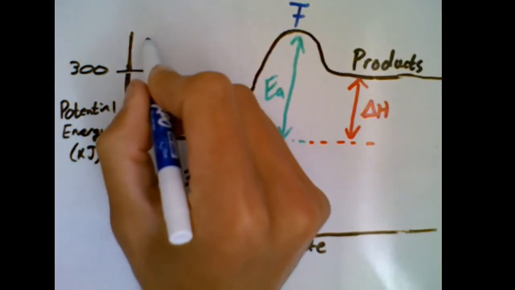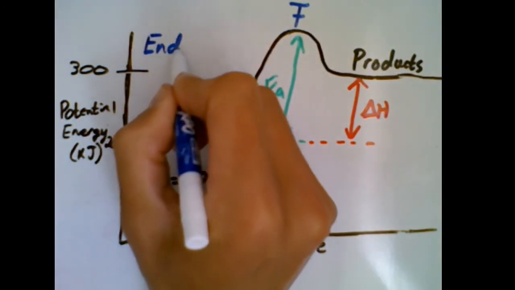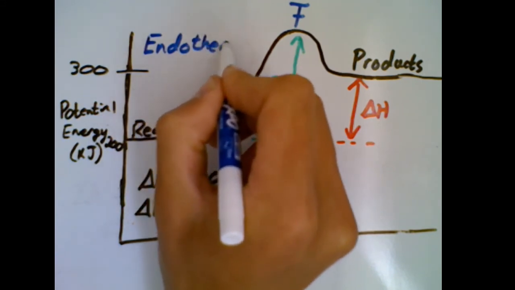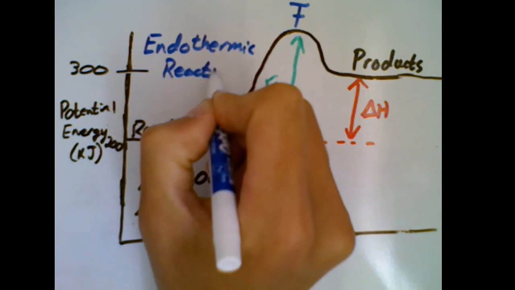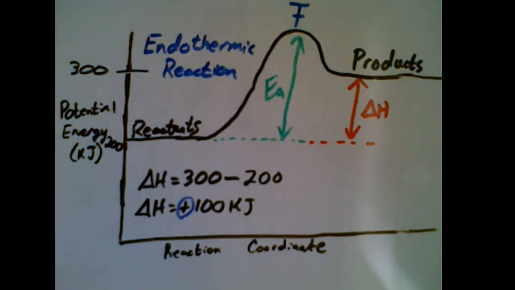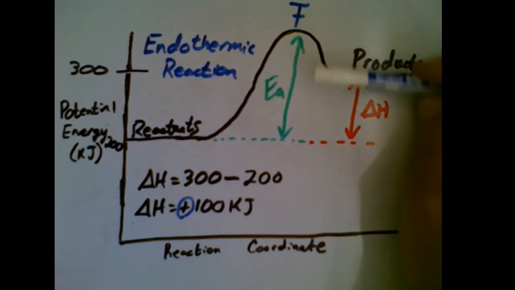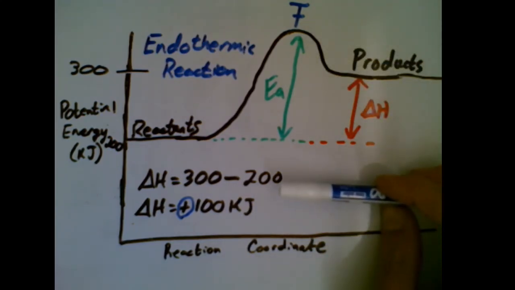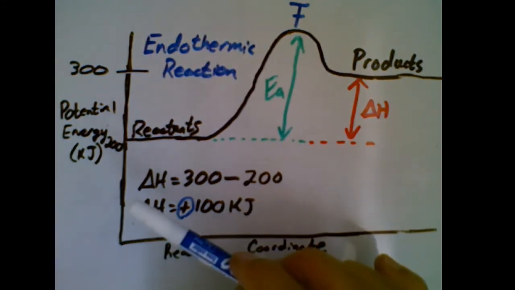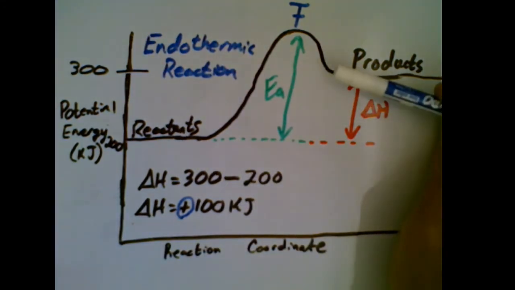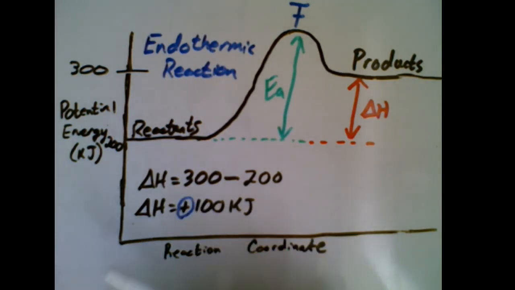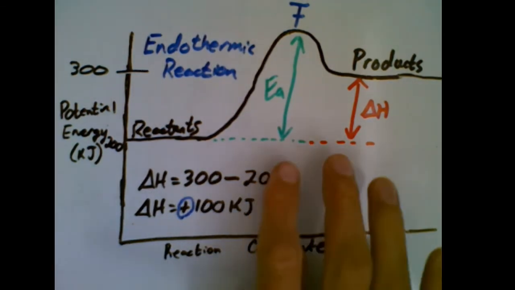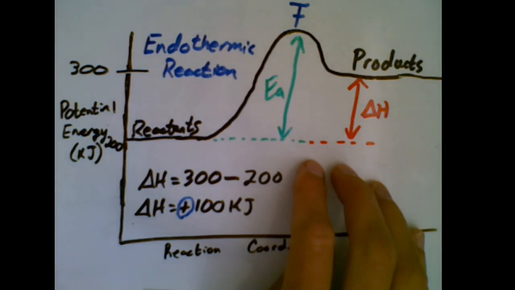So when you're looking at this, you can always determine if you are looking at an endothermic or an exothermic energy diagram. An exothermic will have a negative delta H and will have products lower than reactants. An endothermic diagram will have products higher than reactants, and will have a positive delta H. So this is how we read an energy diagram.